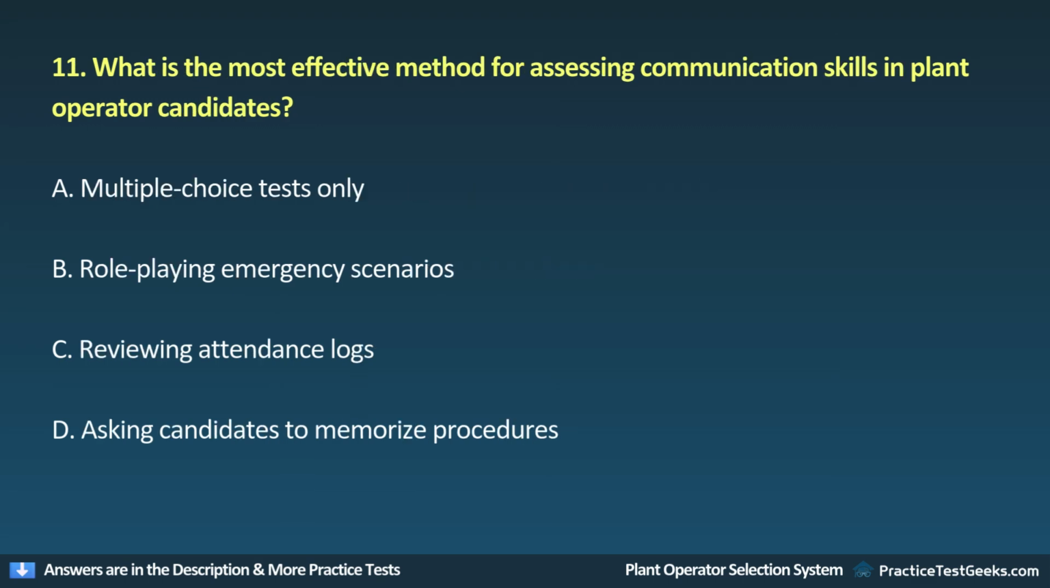11. What is the most effective method for assessing communication skills in plant operator candidates? A. Multiple choice tests only. B. Role-playing emergency scenarios. C. Reviewing attendance logs. D. Asking candidates to memorize procedures.